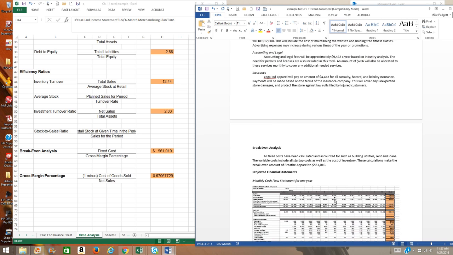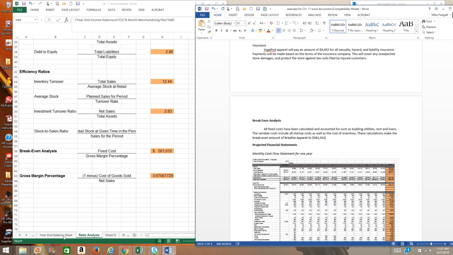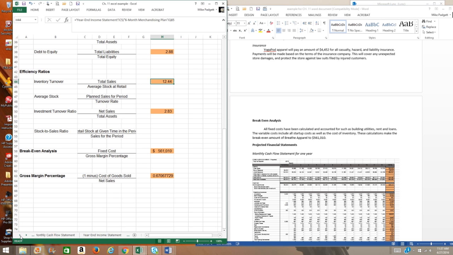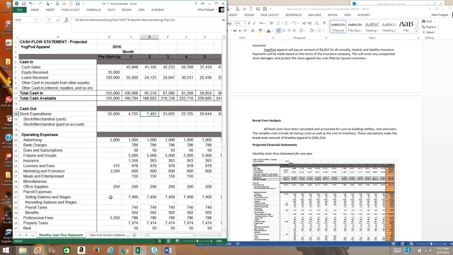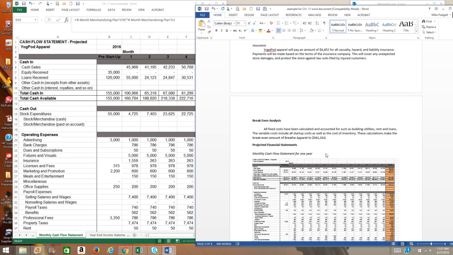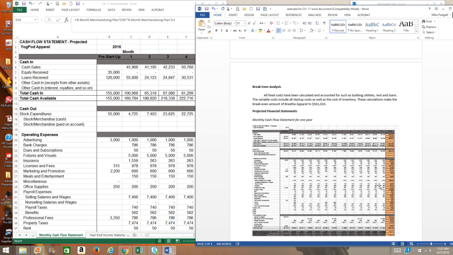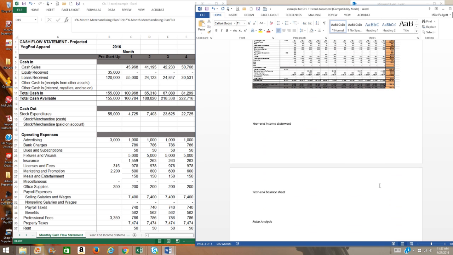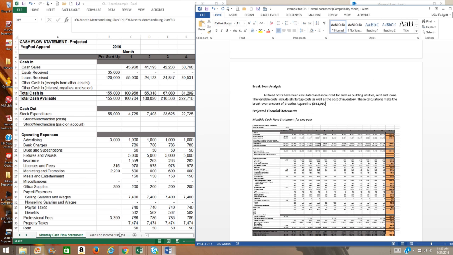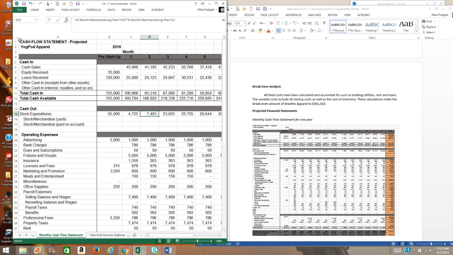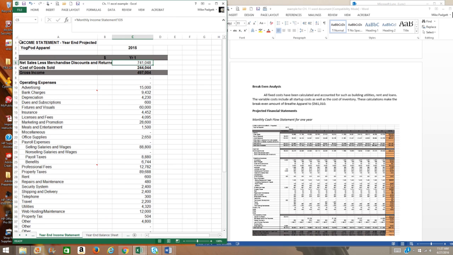You also then are going to list, so all you're going to do from there is come over, you're going to start with your monthly cash flow sheet, and you're going to copy this and paste it into Word. When you paste it into Word, you want to make sure you use the format that gets it all on one page, even if it's smaller. And then here, I'll show you how to do it, because I'll do the second one. I'll do the year-end income statement.